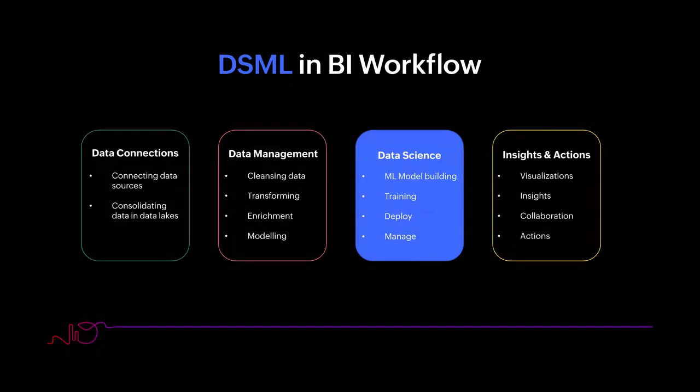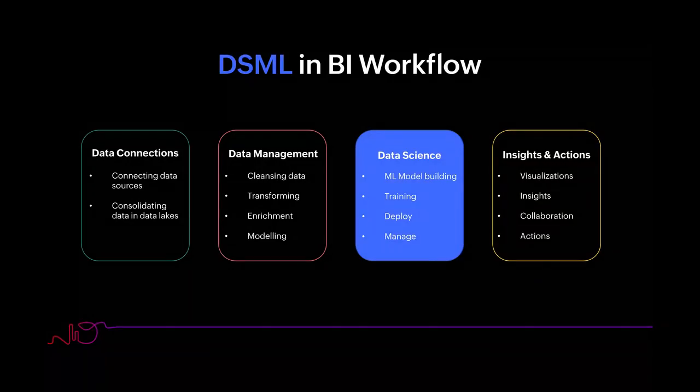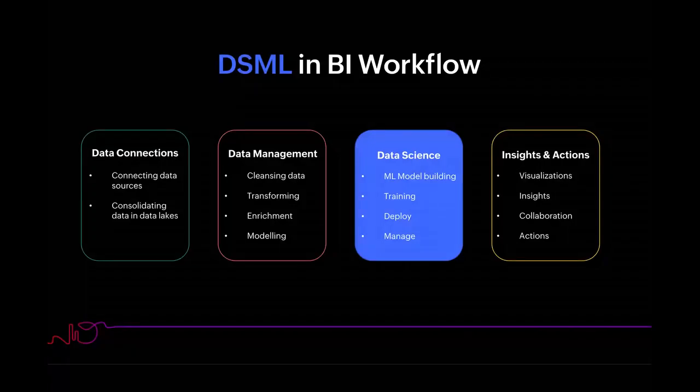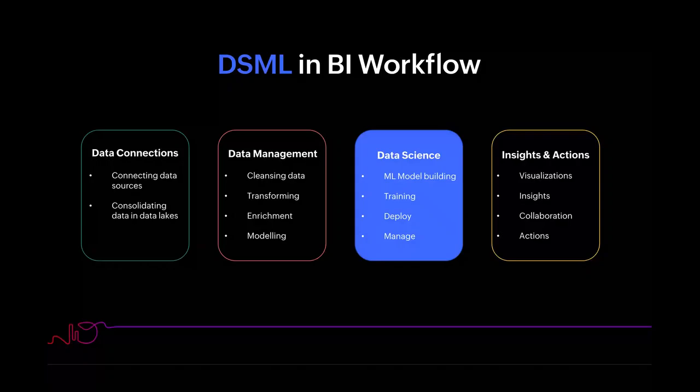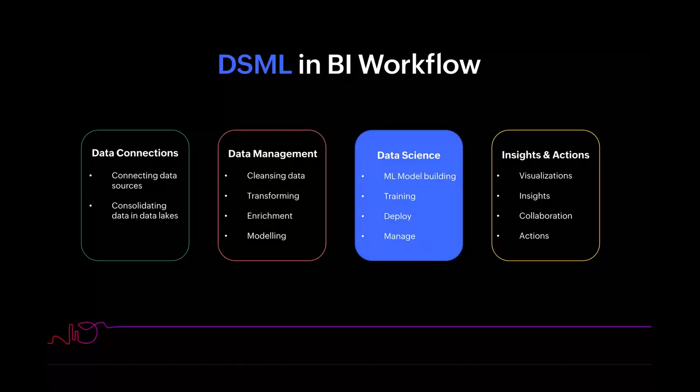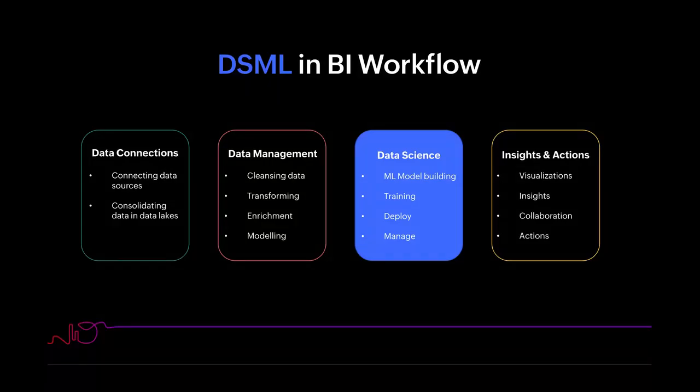Once our data is in the top shape, we enter into the realm of data science. So here's where the real magic happens. We build our machine learning models, training them on the prepared data and deploying them to make predictions or classifications. It's not just about creating models, it's also about managing them to ensure they remain accurate and relevant over time. So it's an ongoing cycle of refinement and improvement.